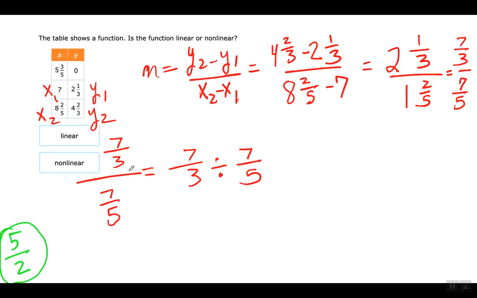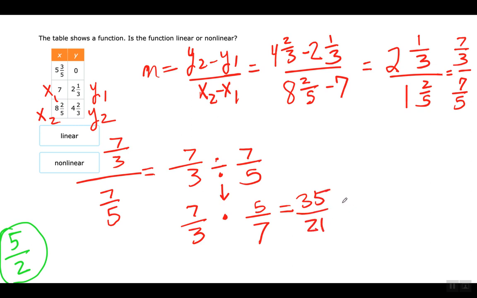Ok, esto quiere decir división. 7 sobre 3 dividido por 7 sobre 5. Y para dividir fracciones siempre se cambia de división al signo de multiplicar y la segunda fracción se pone al revés, se pone el recíproco. ¿Ok? Ahora multiplico el de arriba por el de arriba y el de abajo por el de abajo, que me da eso.